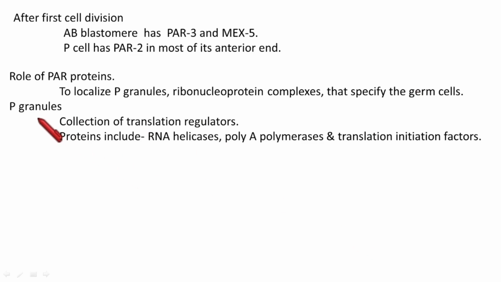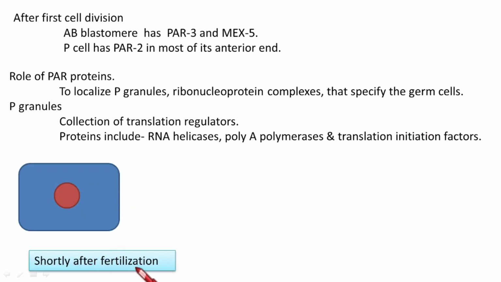Then what are these P granules? The P granules are a collection of translation regulators, and the proteins can include RNA helicases, poly A polymerases, and some translation initiation factors. So, we are going to see what is the significance of P granules, and how they specify the germ cells.